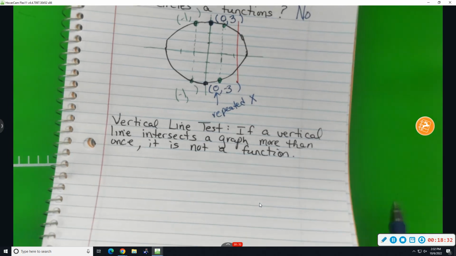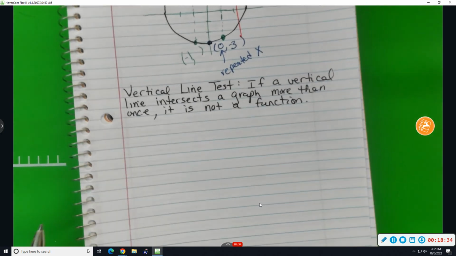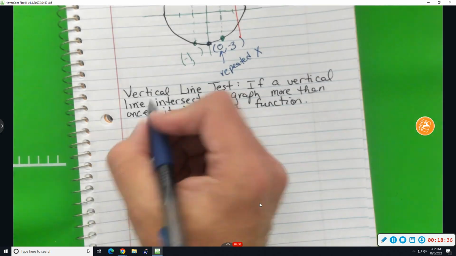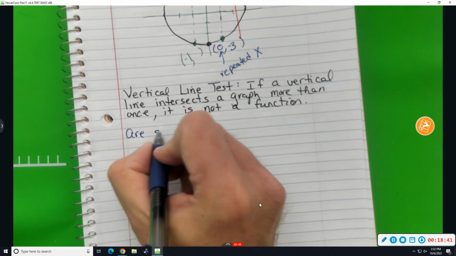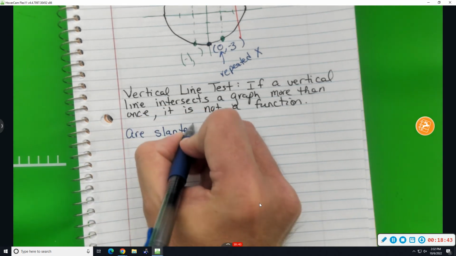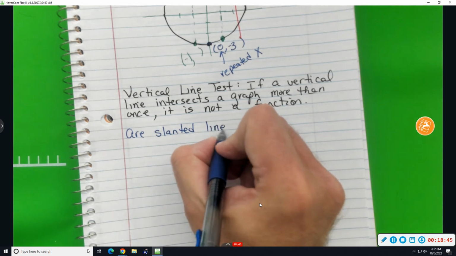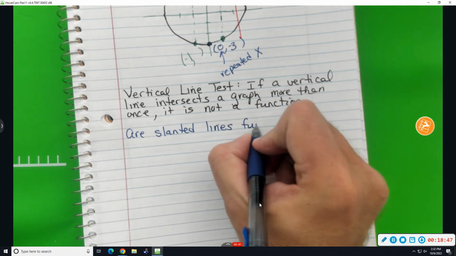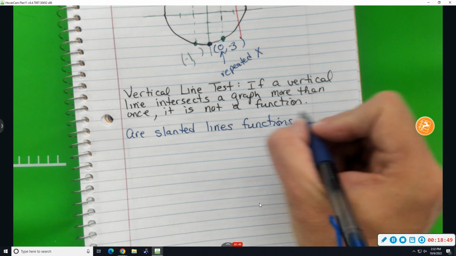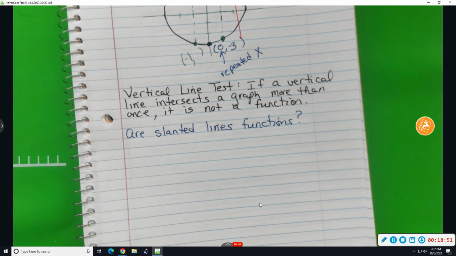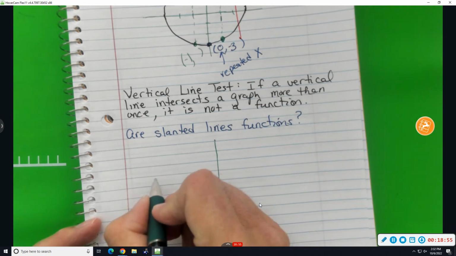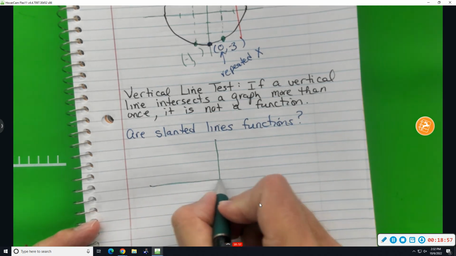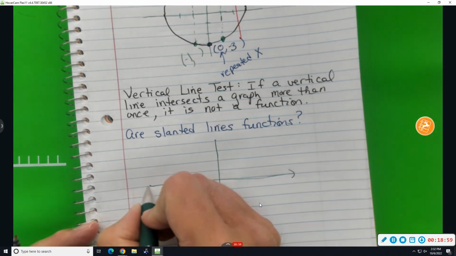Before we move on, let's do another problem. Here's another question. Are slanted lines functions? Yes. Because it is slanted, it's only going in one direction, so it can't have a repeated x value.